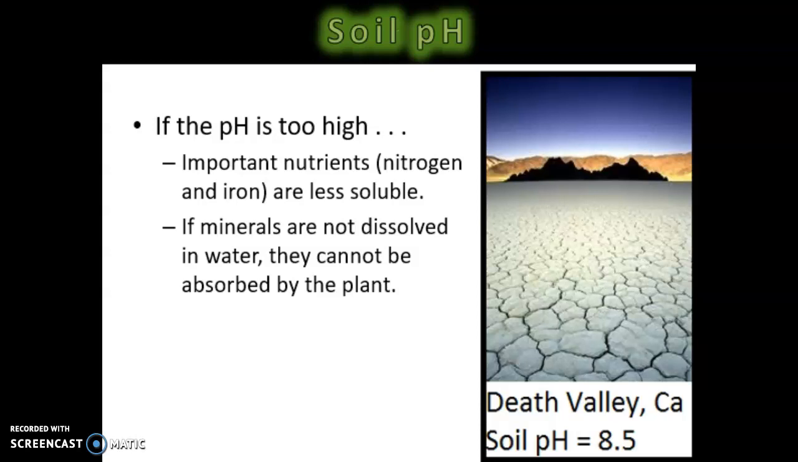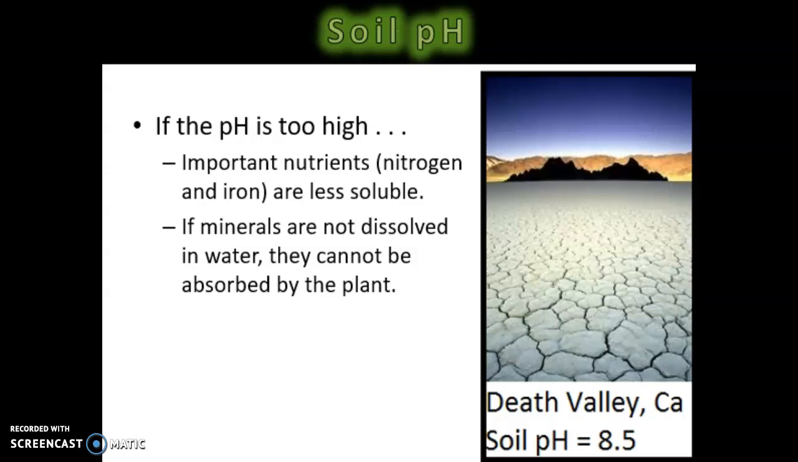There are not too many places that have soils with high pH. One example I could find was Death Valley in California. We see that it's very, very, very hot here. It's very, very dry, but if you were to take soil out of Death Valley and water it and cool it down and try to grow seed in it, you'd have a hard time growing that plant in that soil, and that's because the pH is 8.5.